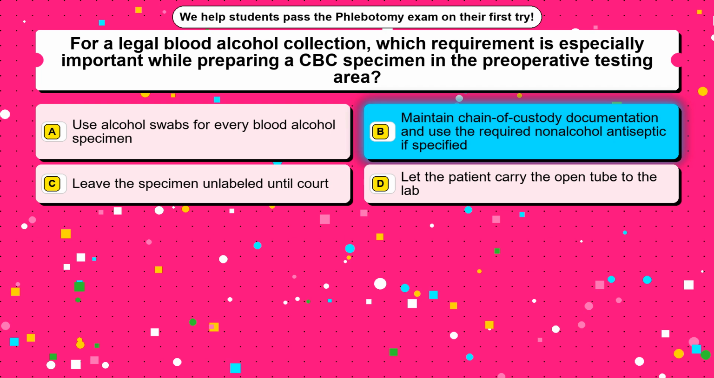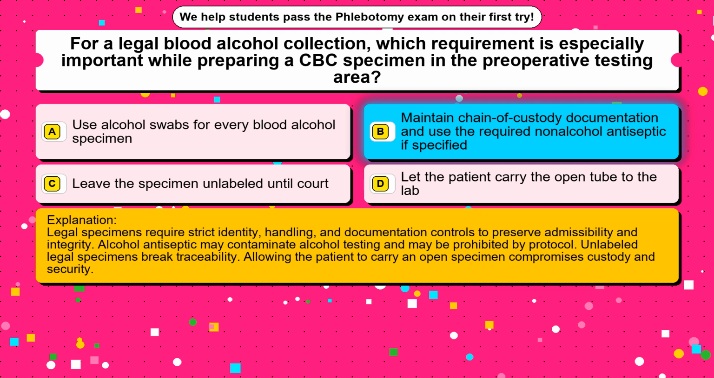The correct answer is option B. Maintain chain of custody documentation and use the required non-alcohol antiseptic if specified. Legal specimens require strict identity, handling, and documentation controls to preserve admissibility and integrity. Alcohol antiseptic may contaminate alcohol testing and may be prohibited by protocol. Unlabeled legal specimens break traceability. Allowing the patient to carry an open specimen compromises custody and security.